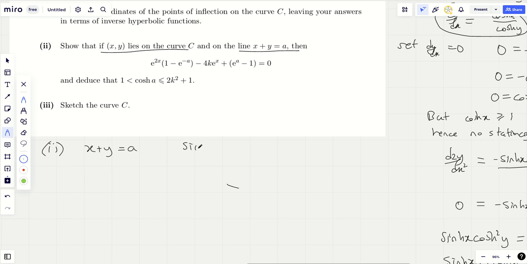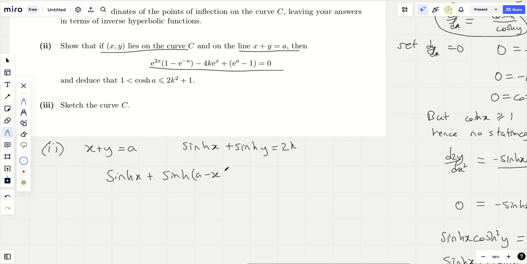Okay, so we've got x plus y equals a, and sinh x plus sinh y is 2k. So I'm just going to do what you'd guess, which is I'm going to plug in, especially as this is all in terms of x, I'm going to plug in y as a minus x. So I get sinh x plus sinh of a minus x is 2k. They've got exponentials involved, so I'll use the exponential form. e to the x minus e to the minus x over 2 plus e to the a minus x minus e to the, well, a negative of that is x minus a, all over 2 equals 2k.